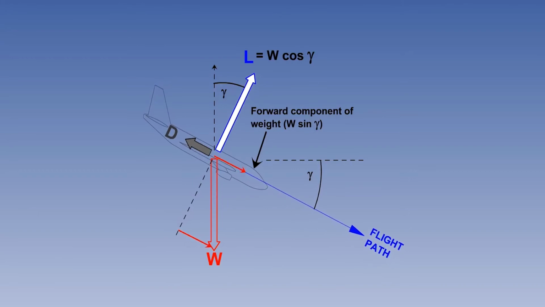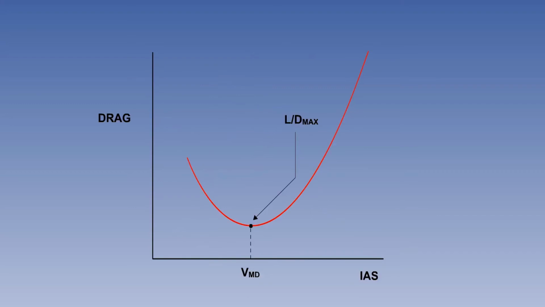It follows that, if drag is reduced and lift remains constant, the required balance of forces can be achieved at a smaller descent or glide angle. The angle of descent in the glide is a function only of the lift-drag ratio. The angle will be at its least when the lift-drag ratio is at its greatest, which is at the optimum angle of attack, which in turn corresponds to the minimum drag speed, VMD. It is important to remember that at speeds above or below VMD, the glide angle will be steeper.